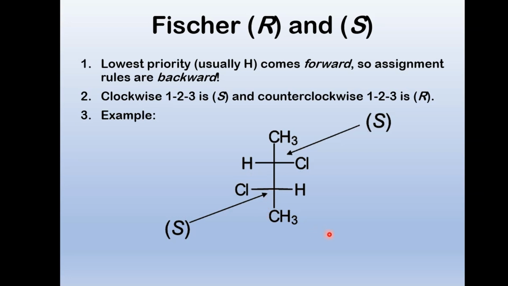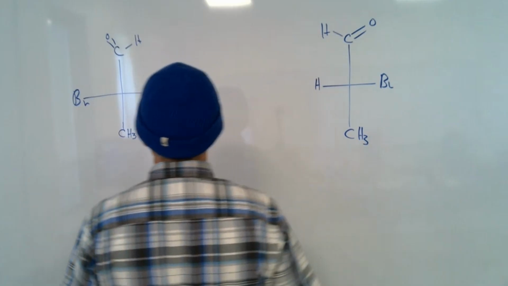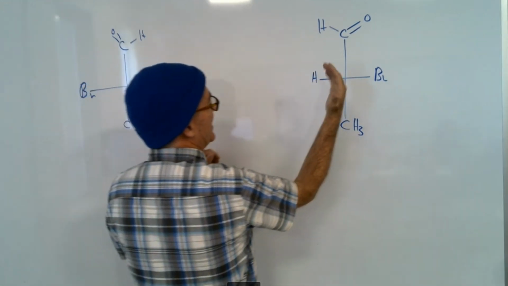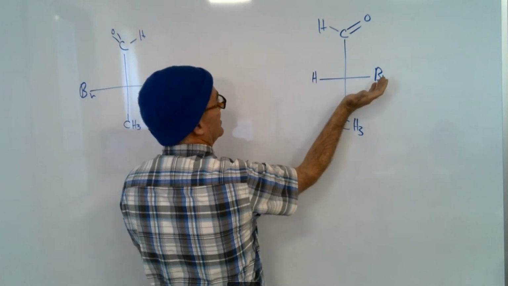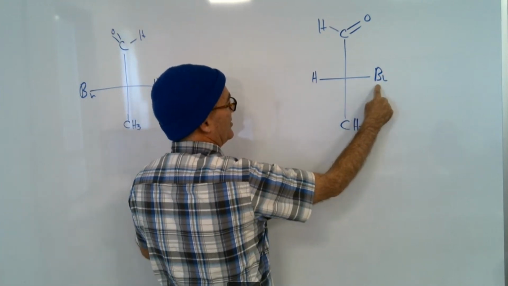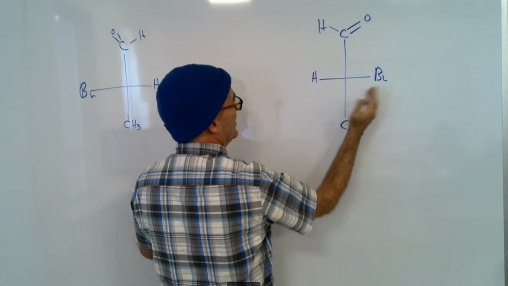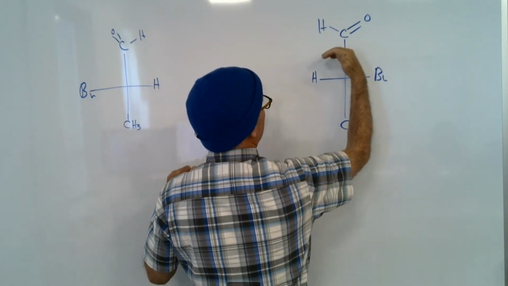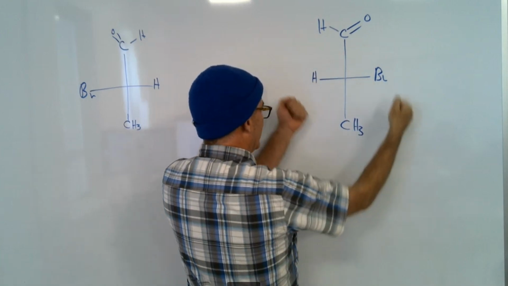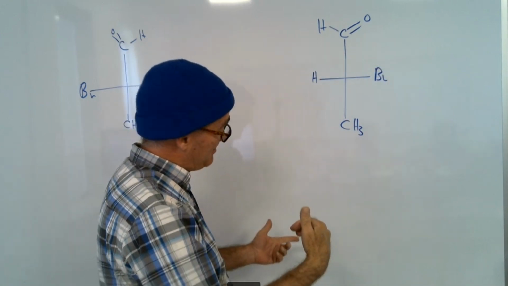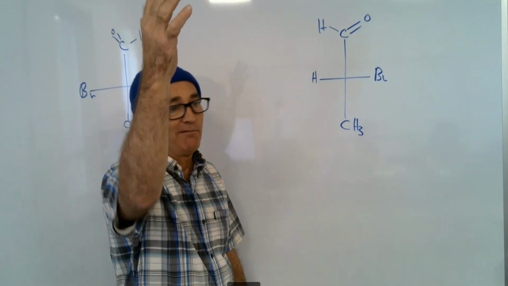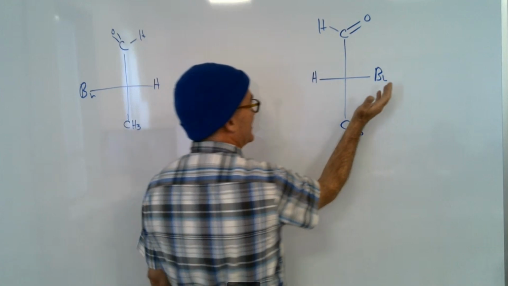But if you do the hand method, I'm going to do the hand method. I put my thumb coming out because hydrogen's going out, first priority, second priority, third, and I got to come around like that, and it looks like I'm turning the steering wheel to the left, which would be S, and since this is coming out, it's R, but I got my right hand. So the right hand knows it.